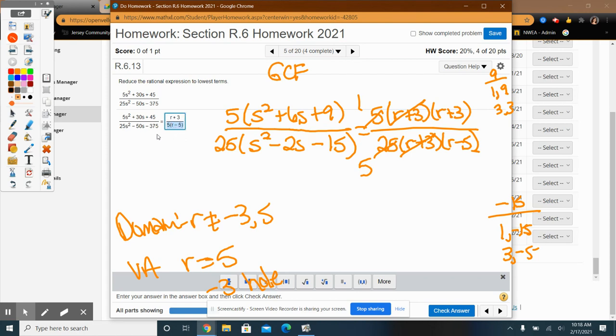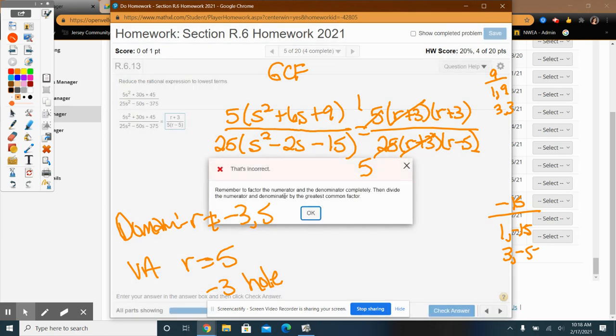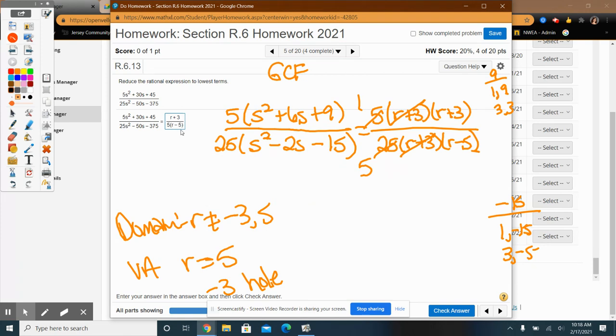I don't know if they'll want us to change that to 5r minus 25. Let's see if they want us to or not. To factor the numerator and denominator and divide the numerator and denominator by the greatest common factor. I feel like I did that. Let's see what they want here. I got the r plus 3. The 25, and one of the r plus 3's cancel. Let's see if they want this to say 5r minus 25.